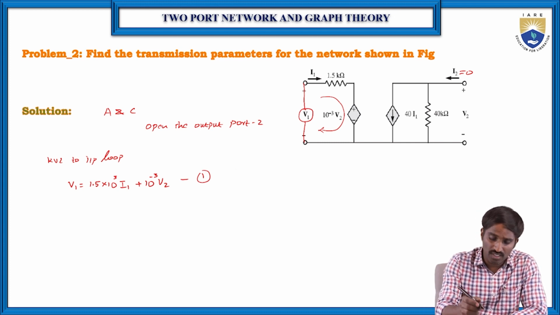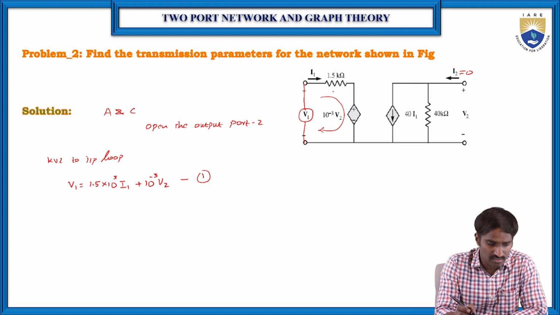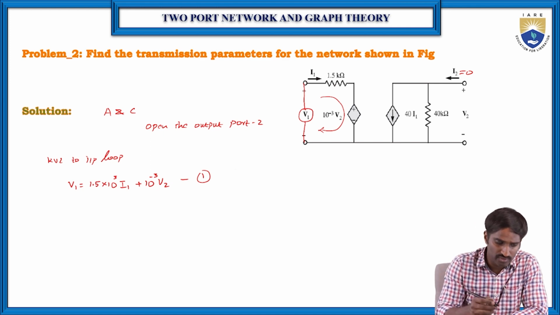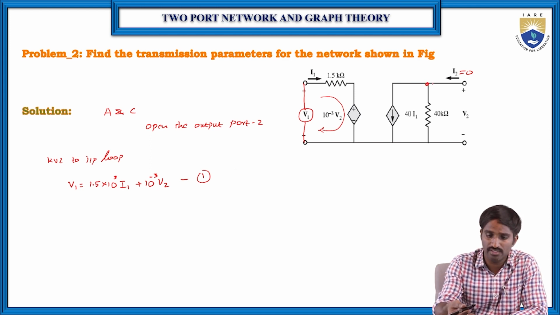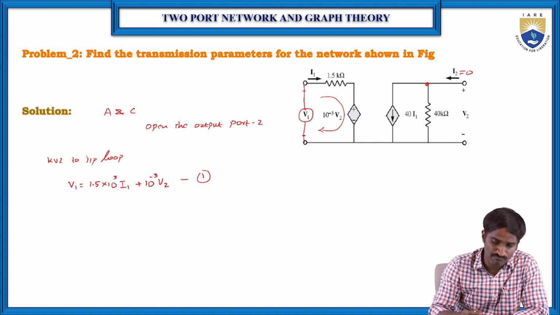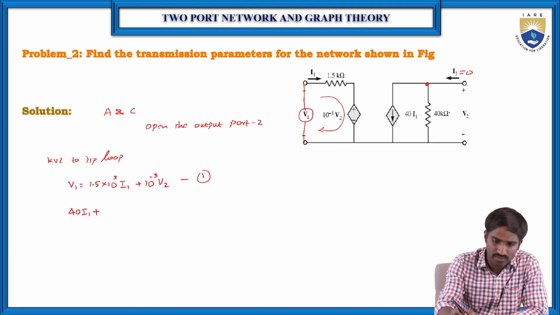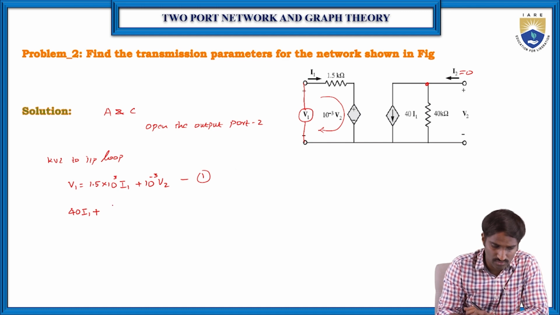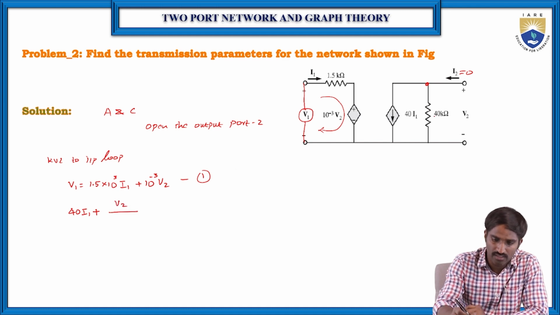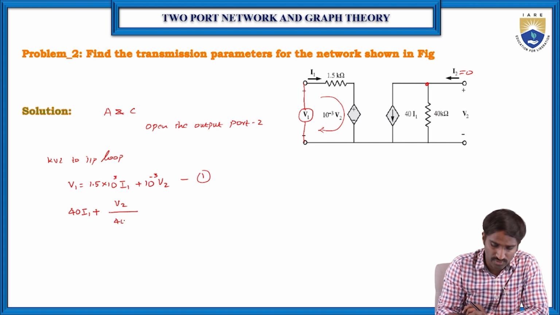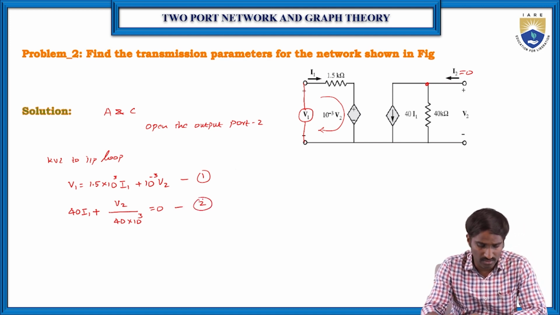I'll also apply the KCL at a given node. Here it is not a closed loop, so we can't apply the loop analysis. So KCL at the given node: here it is 40 into I1, already the current source they have given, plus, here the voltage is V2, so plus V2 by the 40 kilo ohm resistor, 40 into 10 to the power of 3, equal to 0. Let us consider this as equation number 2.